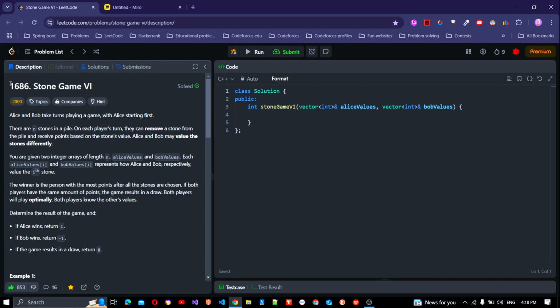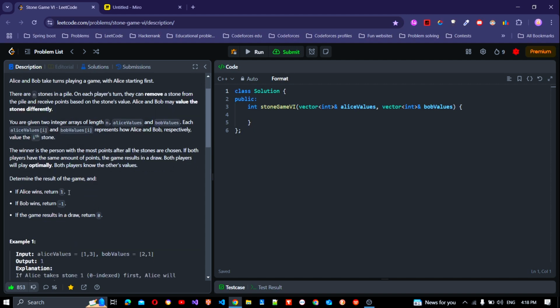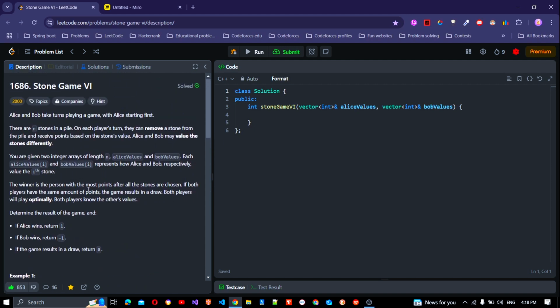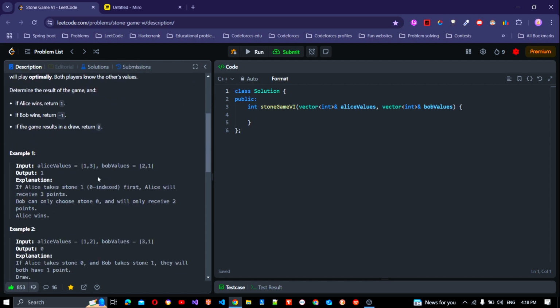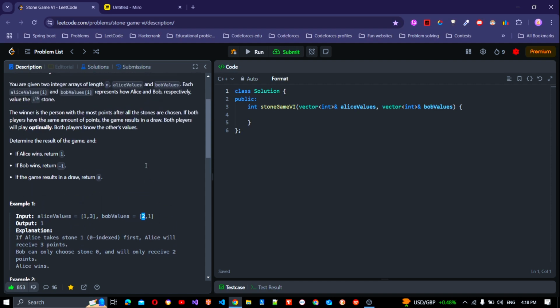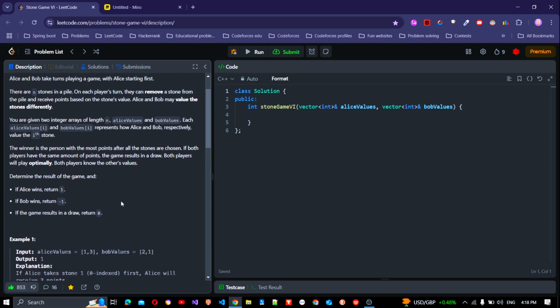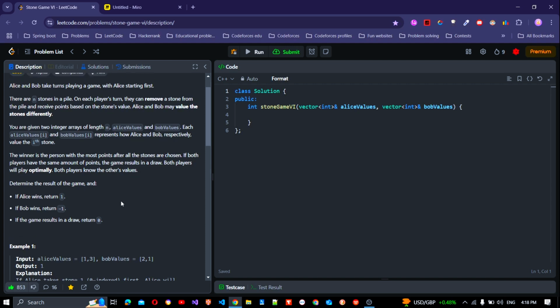Okay, let's solve the problem Stone Game 6. Alice and Bob, as usual, take turns playing a game. There are some stones arranged in a row, and each player values stones differently. For example, the first stone has a value 1 for Alice and a value 2 for Bob. Typically we assume that both players know each other's values, and they play optimally.